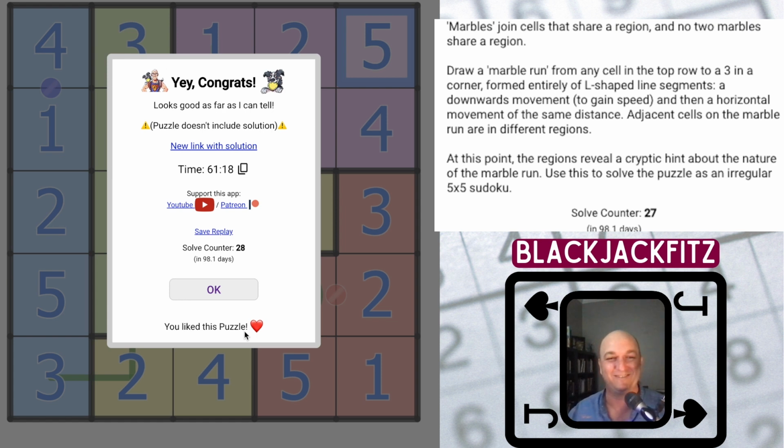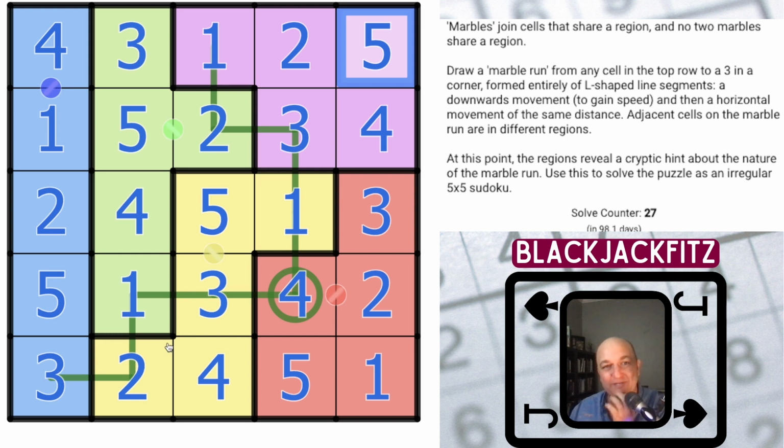That was so cool. I cannot believe that you could do that, to be honest, with just these starting marbles, to even just forcing the run, 2 or 3 in the corner. But then to have all of the regions come out spelling zippy to clue that it's a zipper line, and then that solves. That's wild. That's wild. Okay.